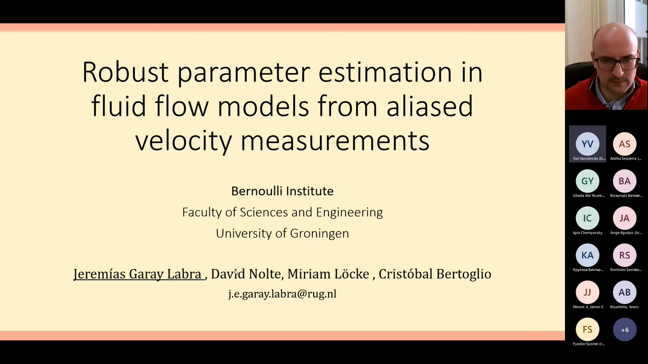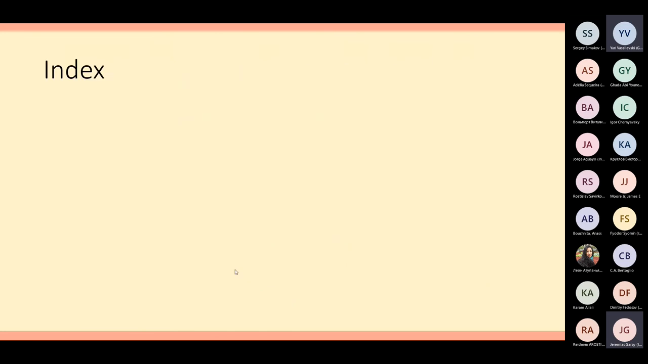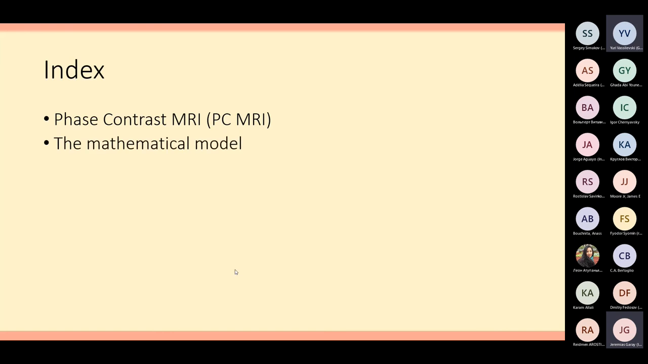Hi to everyone. I'm Jeremias Garay from the University of Groningen. My talk is called Robust Parameter Estimation in Fluid Flow Models from Aliased Velocity Measurements. The presentation will be as follows. First, we'll explain briefly a type of acquisition called PC MRI, or phase contrast MRI. After that, I will introduce a mathematical model to simulate blood flow.